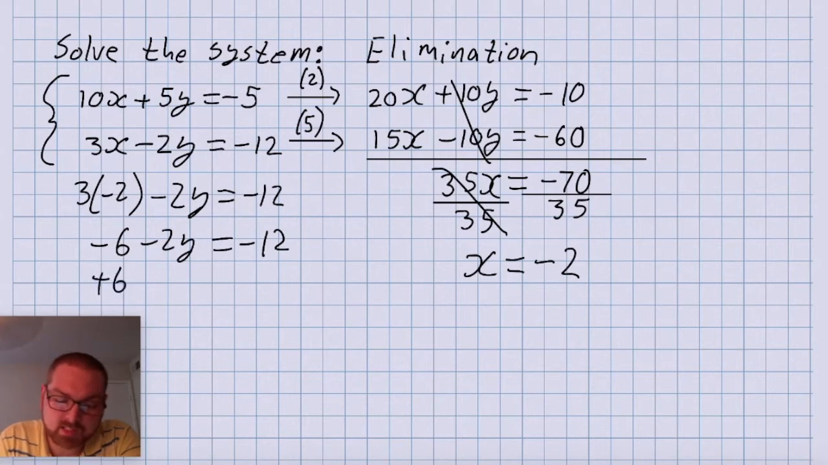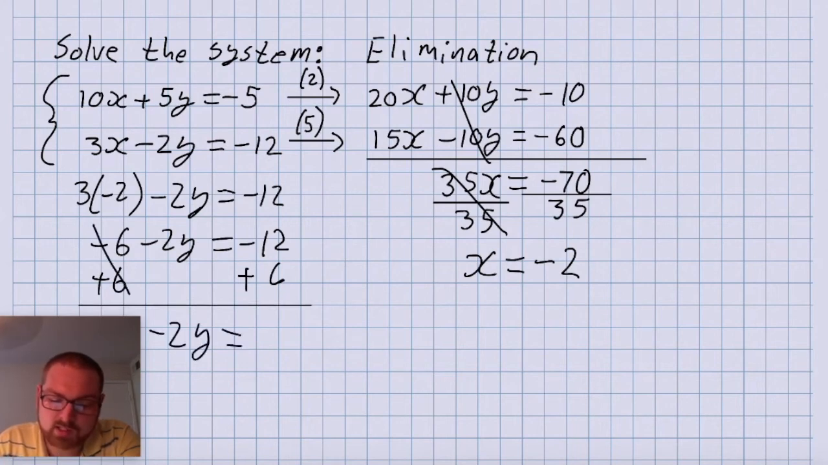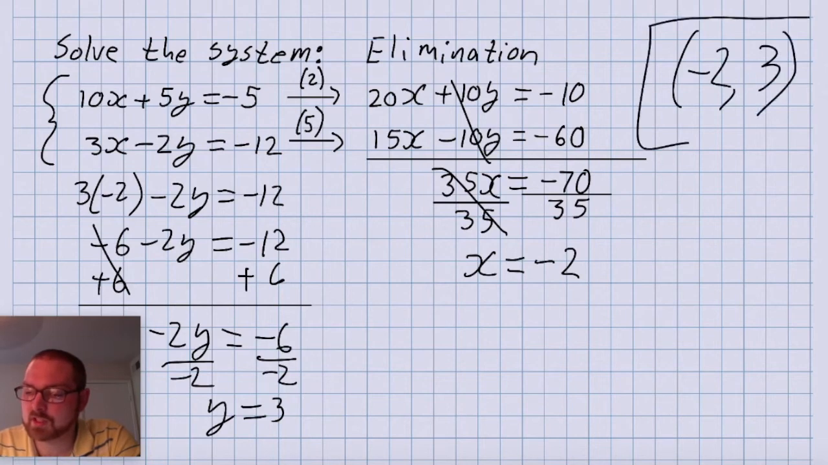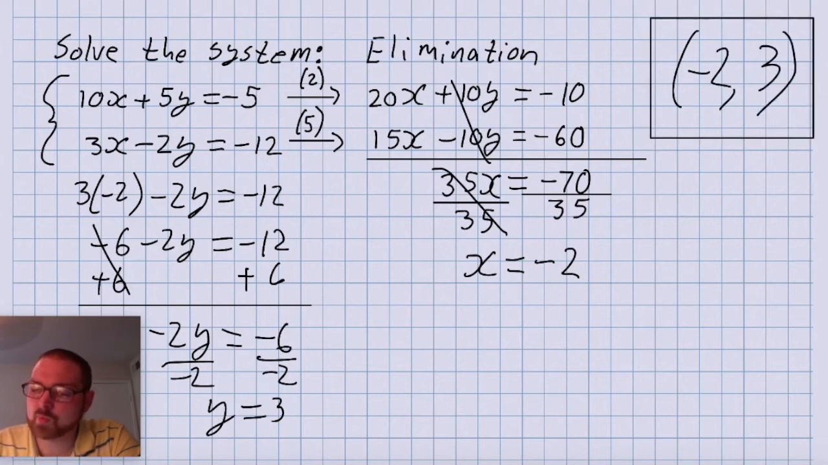Add 6 here, add 6 here. These cancel out, and I get negative 2y equal to negative 6, divided by negative 2, and that's going to give me that y is 3. So once again, my solution is negative 2, 3. So even though the method is different, the solution comes out the same.